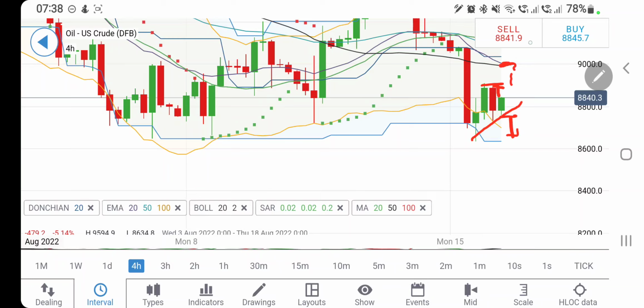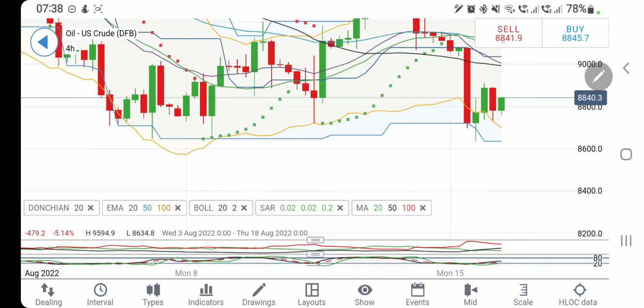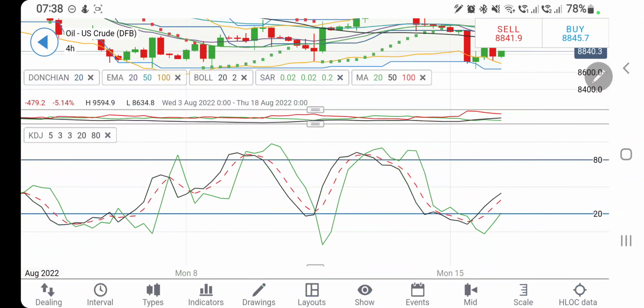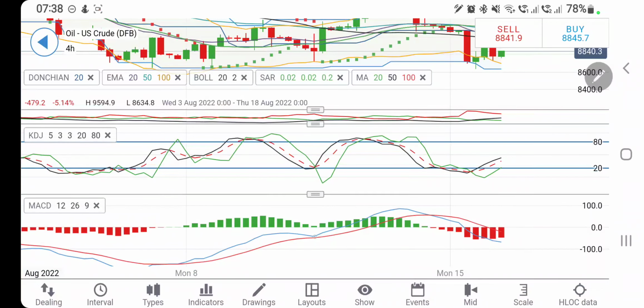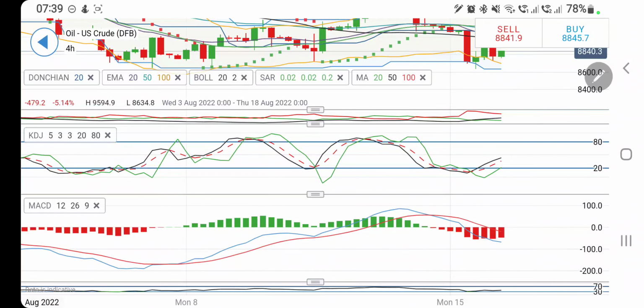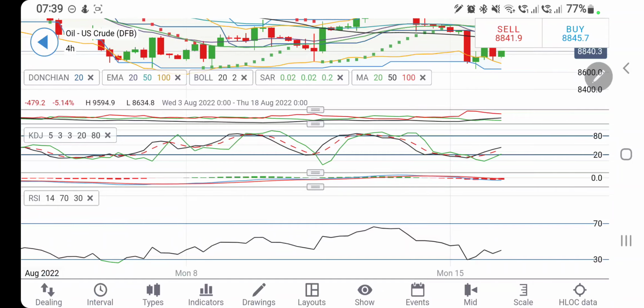Beyond 90.2, it may try to achieve 91. And 91 levels should be a very good resistance. Beyond that, we can expect it to fly high. So be watchful of 91. This should be very strong resistance. The directional movement is bearish. The stochastic is at the bottom, trying to reverse and retrace a bit on the upside. The MACD is still bearish. It is willing to converge. The RSI is looking upwards too.